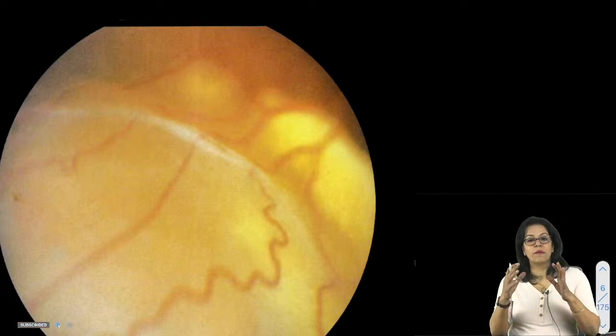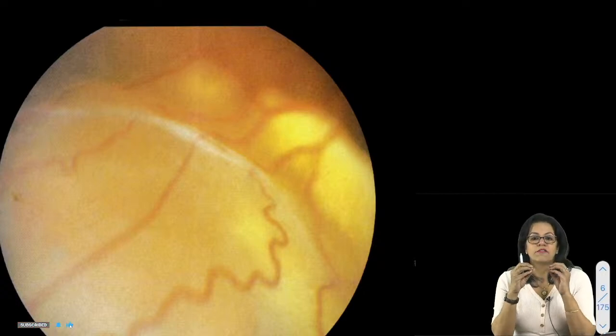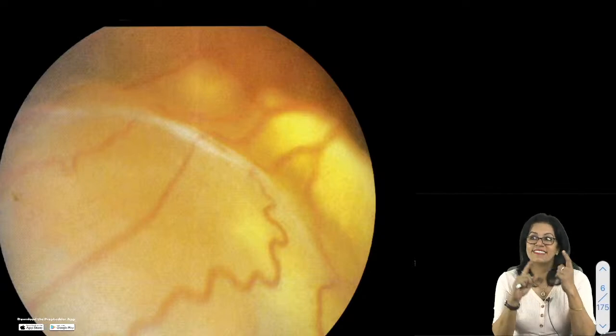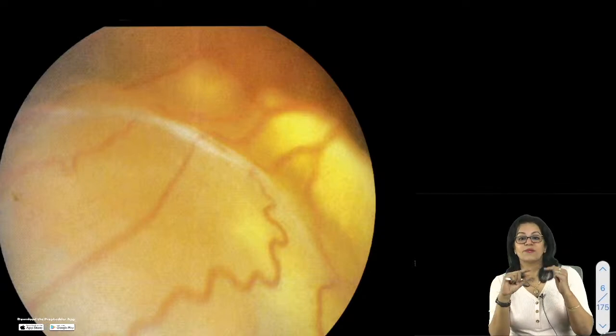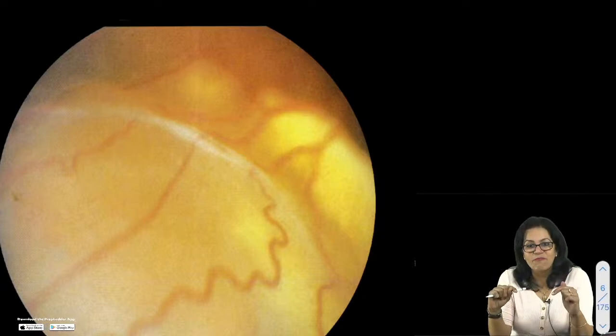What are the points we remember when you examine? Of course, first of all, whenever there is a retinal detachment, we just talked about what retinal detachment is. It's a separation of the RPE from the neurosensory retina along the subretinal space.